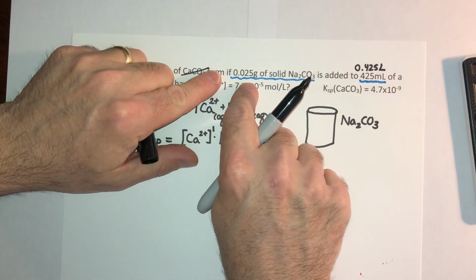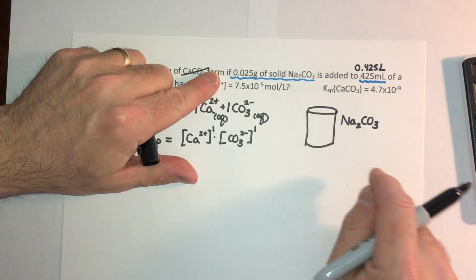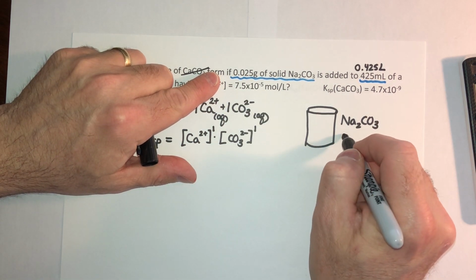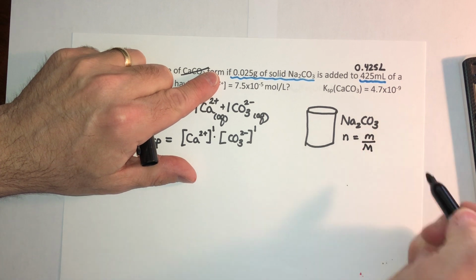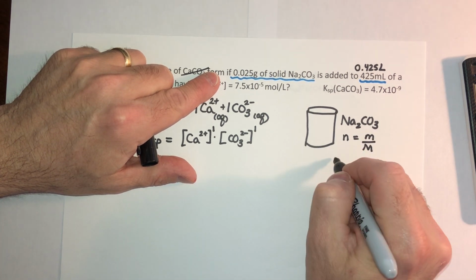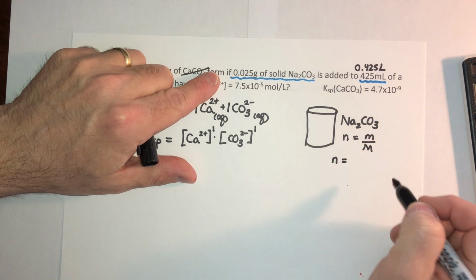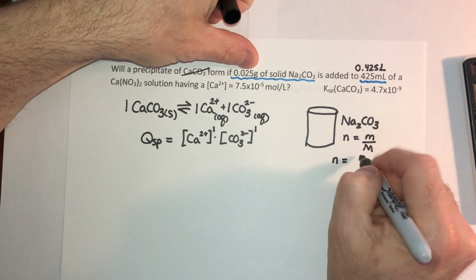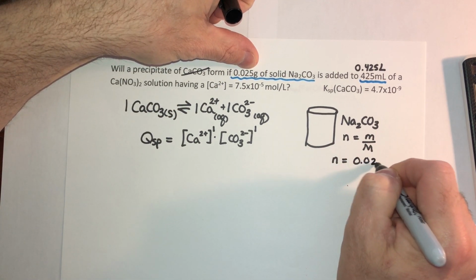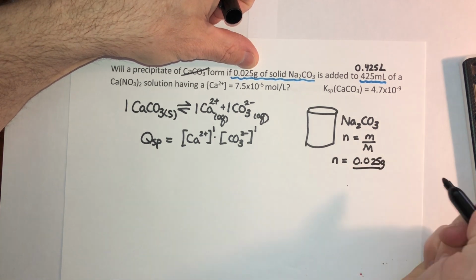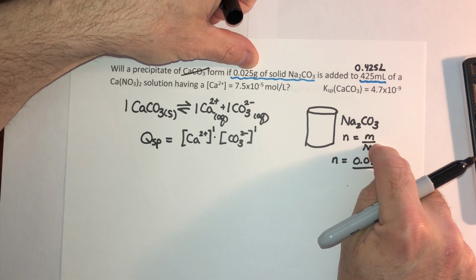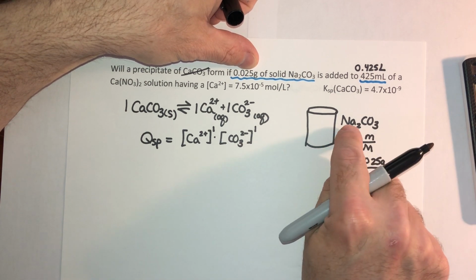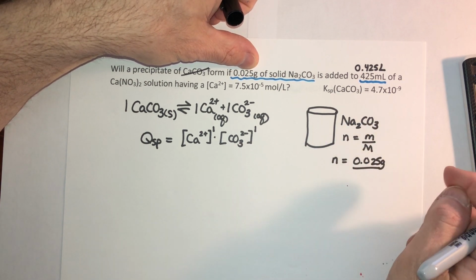Now, if you have a mass and you want to convert it into moles, we have a little formula for that. The number of moles equals the mass divided by the molar mass. Okay, so if I want the number of moles, n, I need to know the mass. That would be 0.025 grams. And the molar mass comes from your periodic table. Basically, you go to your periodic table, you look up how much each of these atoms weigh, and you put it all together.